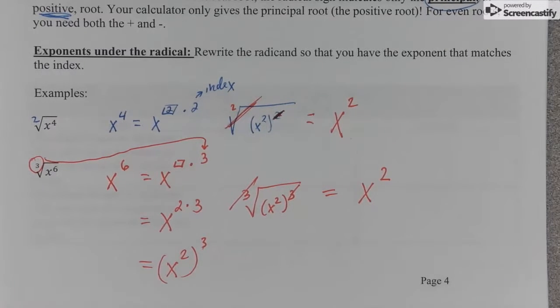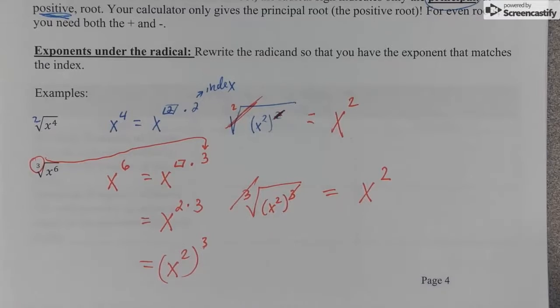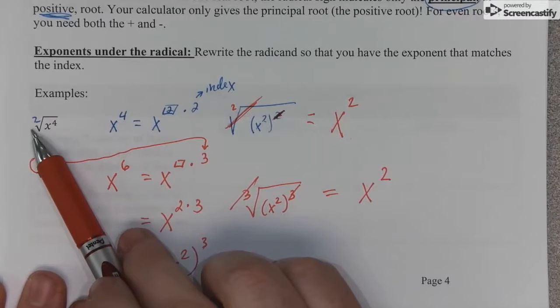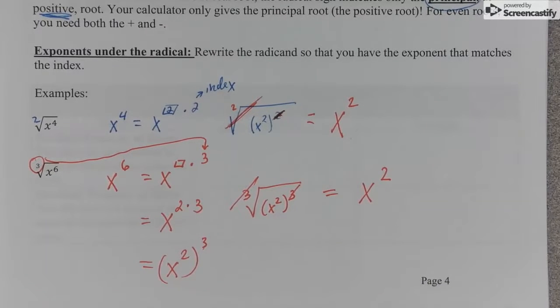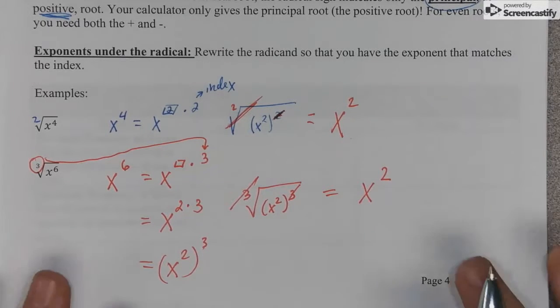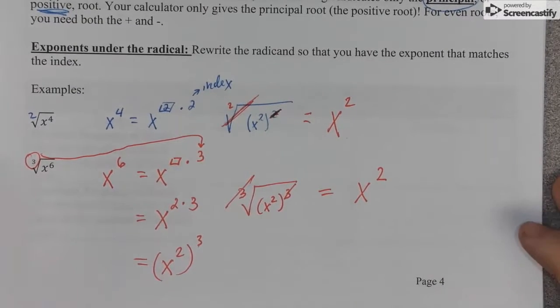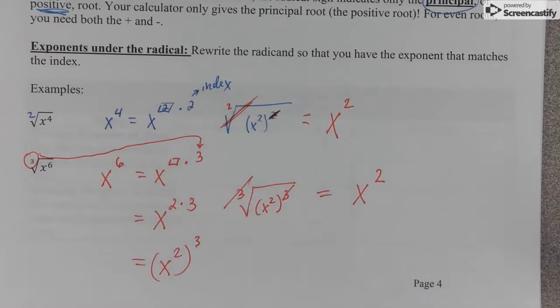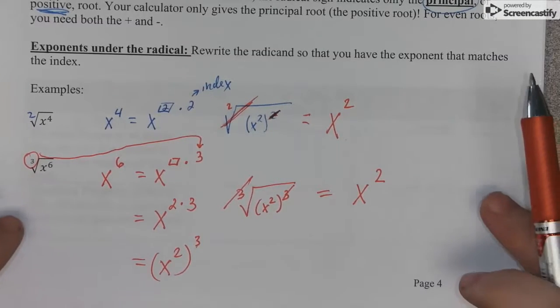There are some shortcuts to doing this, but this is a nice, sure way of simplifying underneath the square root when your power inside is greater than the power outside, and they're easily divisible by each other. Like 6 is easily divisible by 3, 4 is easily divisible by 2. If they're not easily divisible, that's a special case, and we'll look at that later on. But for now, we're going to work with them being easily divisible.